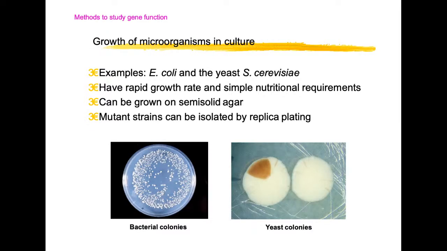Growth of microorganisms is quite essential in this culture also. E. coli and yeast are the most essential part in order to understand gene functions, because they have rapid growth and need simple nutrition, can be grown on semi-solid agar, and we can understand with the help of replica plating. On the left side are the bacterial colonies, on the right side are yeast colonies.